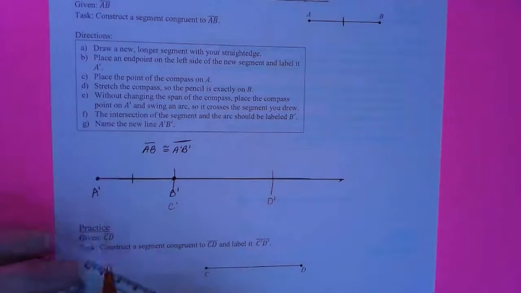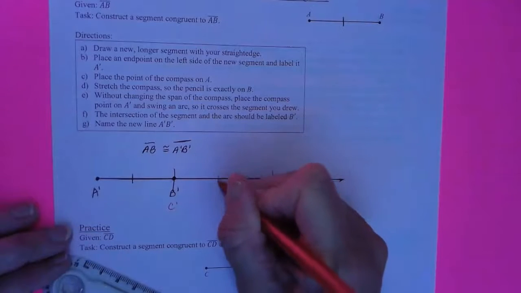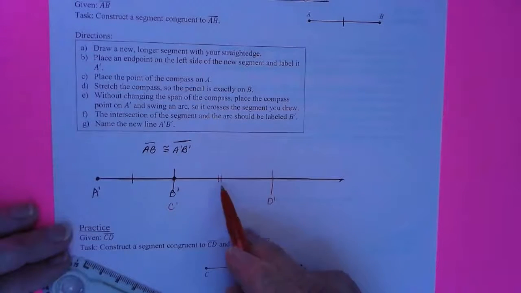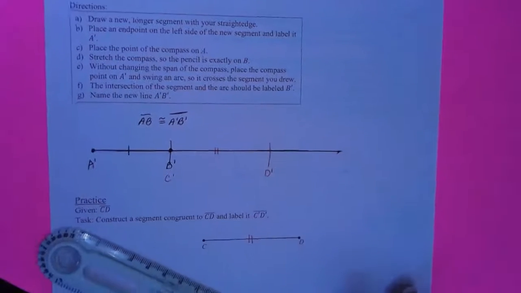And I've now added two segments. I've copied this, C prime D prime is the same here, so I'm putting two tick marks on each of those to show they go together.